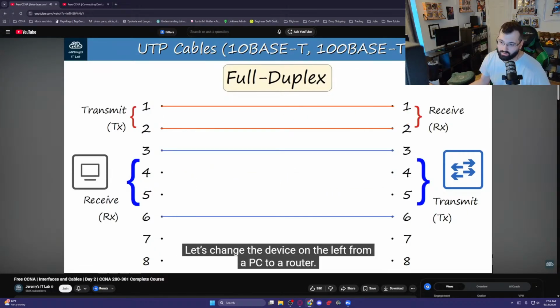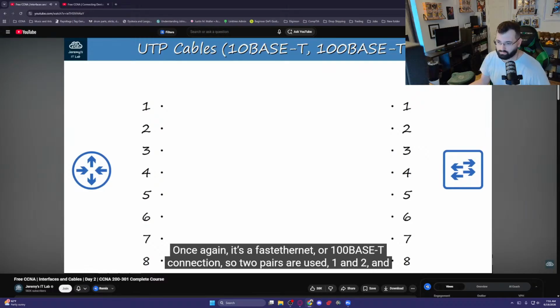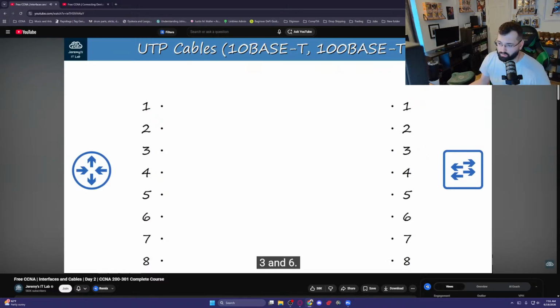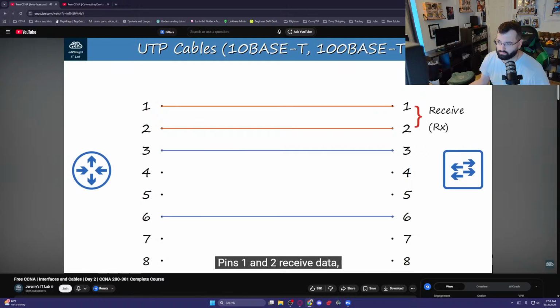Let's change the device on the left from a PC to a router. Just as a PC usually connects to a switch, a switch usually connects to a router. Once again, it's a fast Ethernet or 100 base T connection, so usually two pairs are used, 1 and 2, and 3 and 6. Now, which pairs on which side are used to transmit, and which are used to receive? Well, we know how a switch functions from the last slide. Pins 1 and 2 receive data, and pins 3 and 6 transmit data.